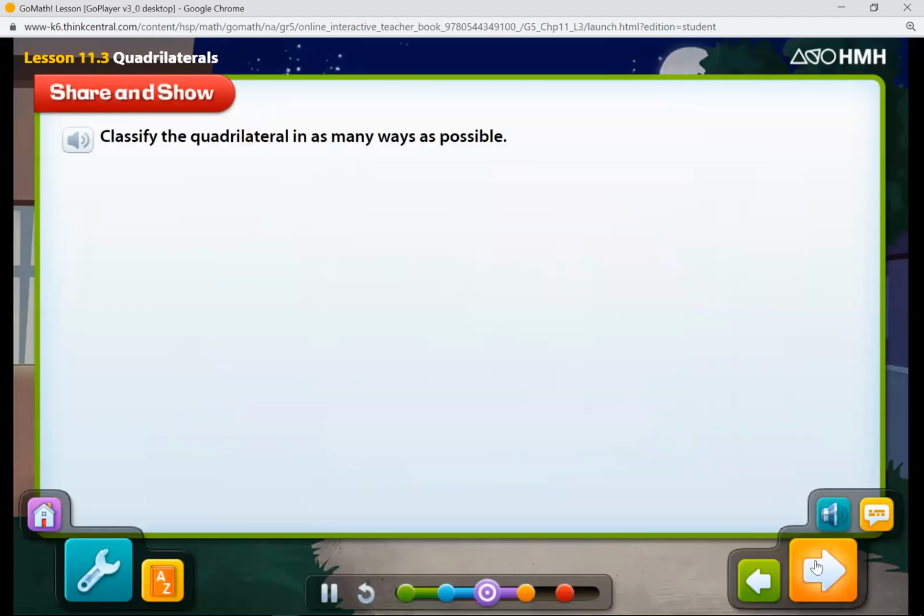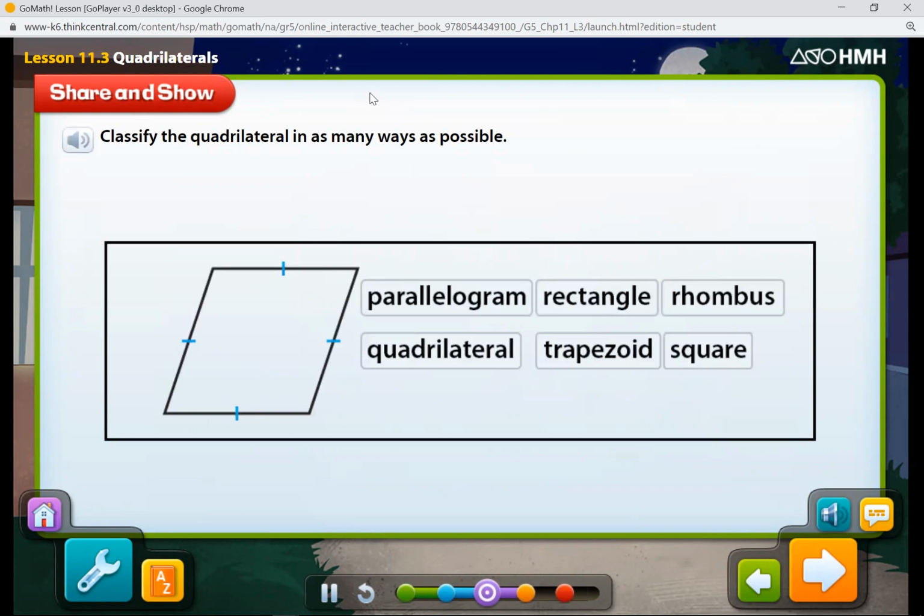All right. There's often more than one way to classify a shape. Classify the quadrilateral in as many ways as possible. This quadrilateral has 4 congruent sides. Select all of the possible classifications for this shape. When you're ready, check your work.